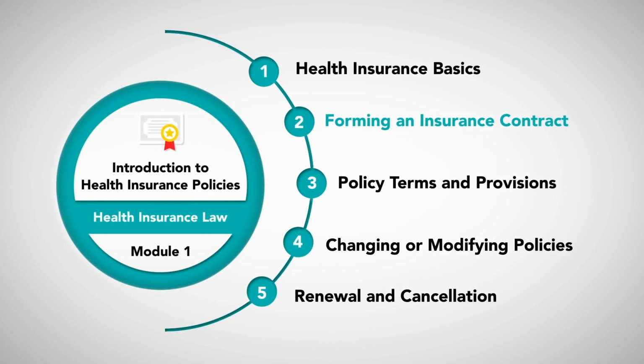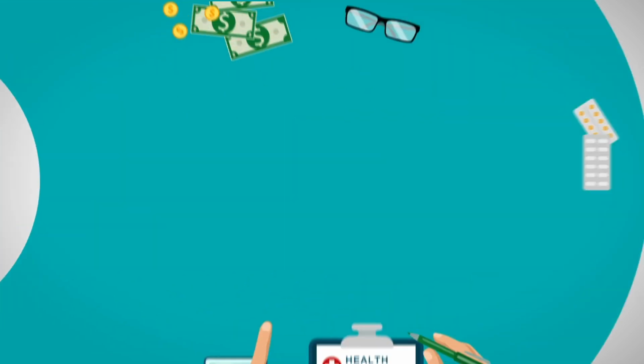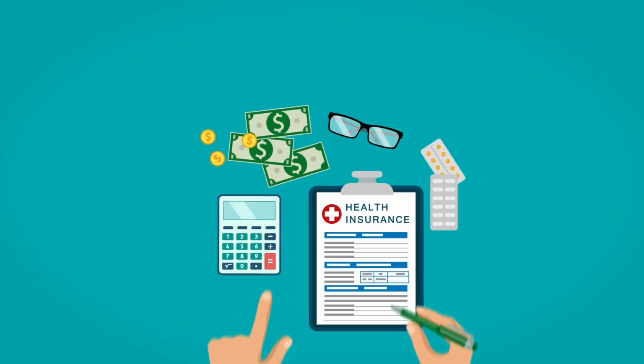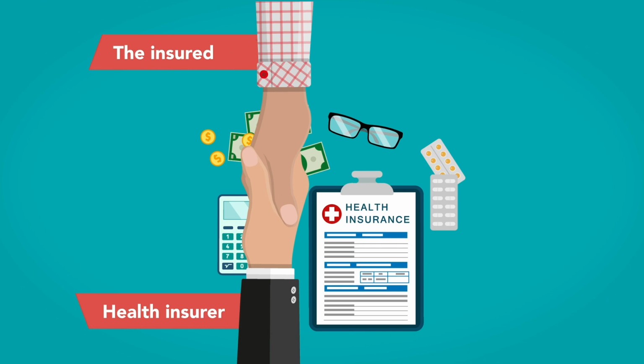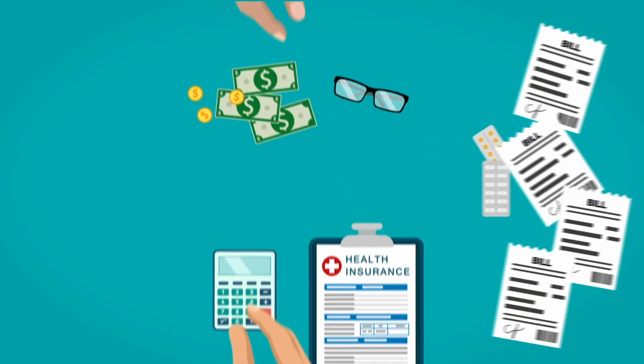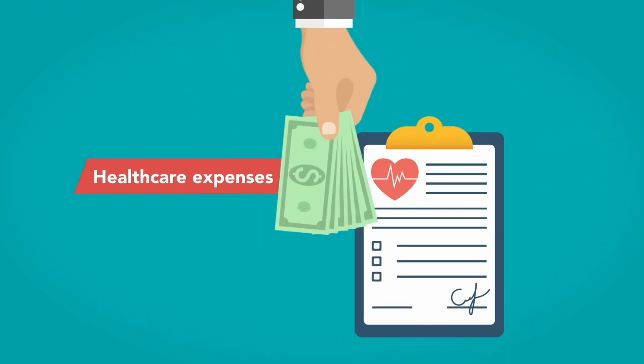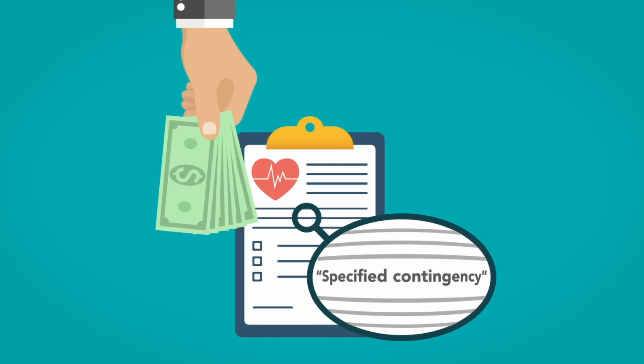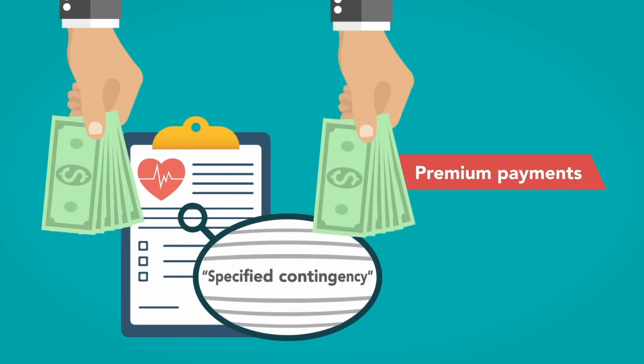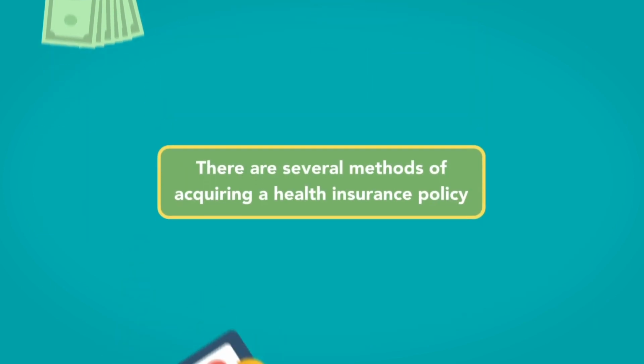Forming an insurance contract. A health insurance policy is a contract between the insured and a health insurer to cover medical expenses. The health insurer promises to pay healthcare expenses on a specified contingency in exchange for premium payments by the person seeking insurance. There are several methods of acquiring a health insurance policy.